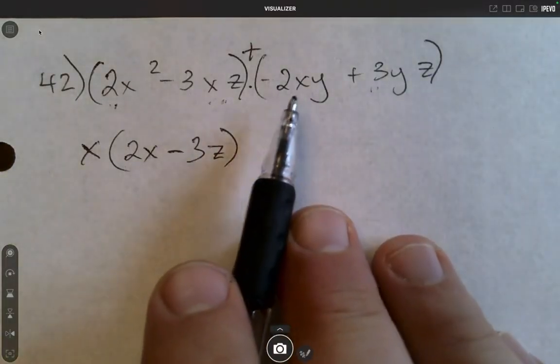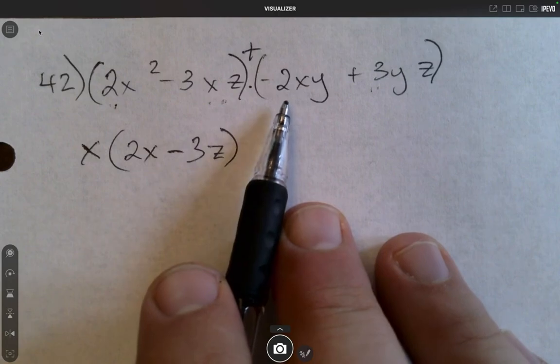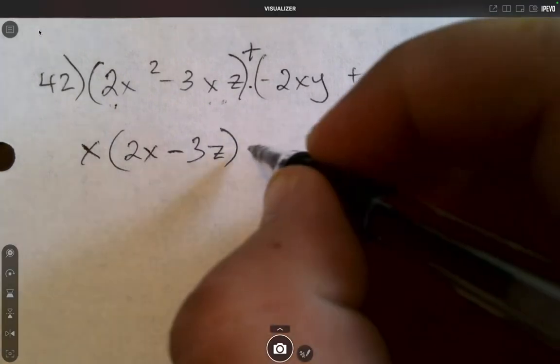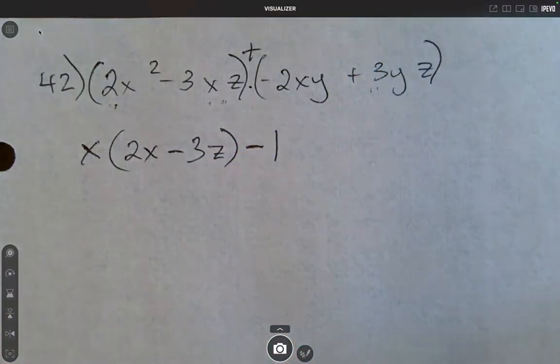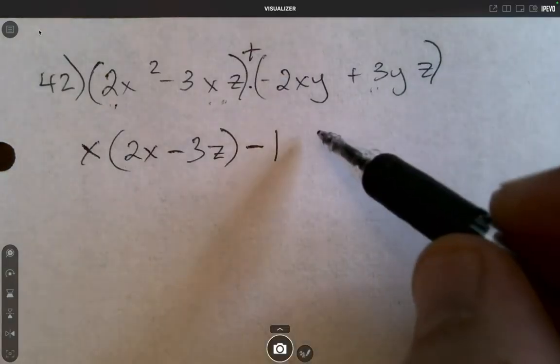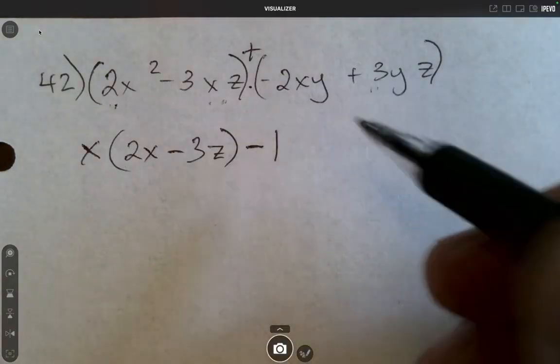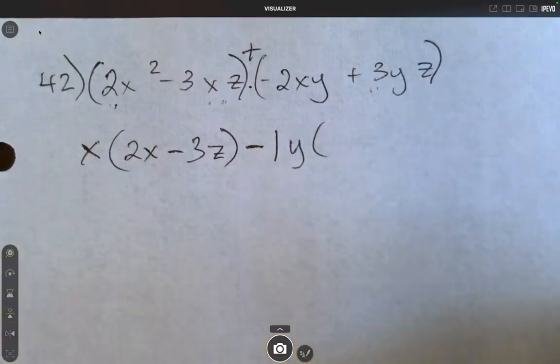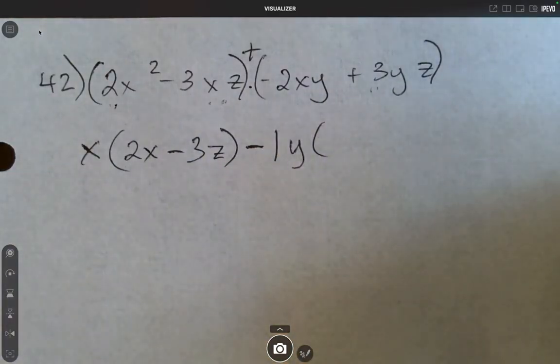Now, because this one has a negative, I do want to factor out a -1. So I'm going to write a -1 right here. And they do both have a y in common. So I'll put -1y out front. Now, if you want to write plus -1y, you can, but it's the same as just saying -1y.